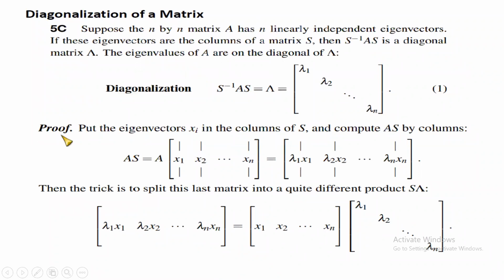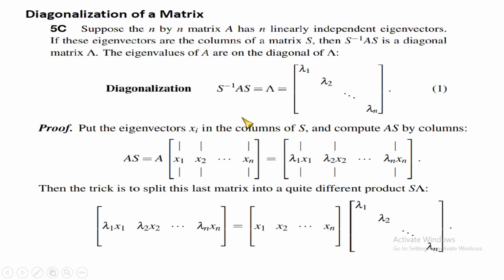We are just trying to prove that. So AS is A into the S matrix, and the S matrix consists of the eigenvectors. If you multiply this, A into x is equal to lambda into x, the same thing. So this will become lambda 1 x1, lambda 2 x2, up to lambda n xn. Ax is equal to lambda x is what we wrote at the start of the eigenvalues and eigenvectors chapter.